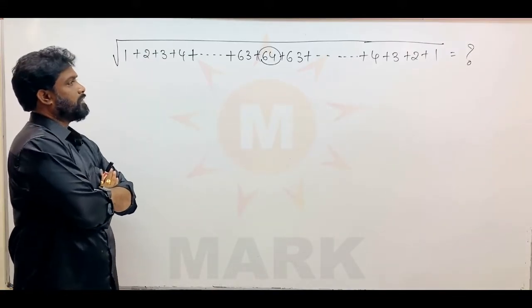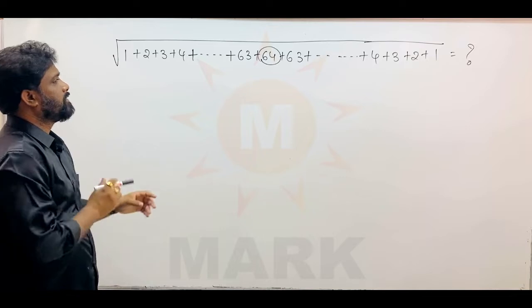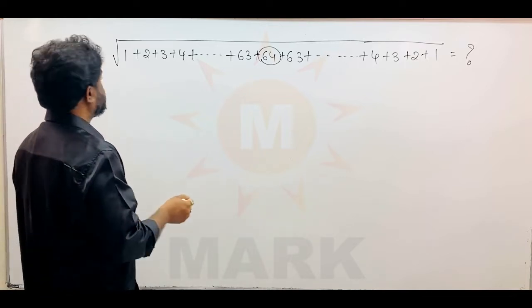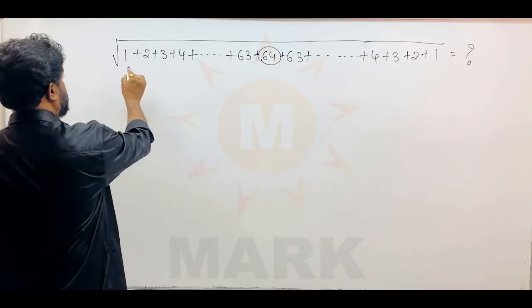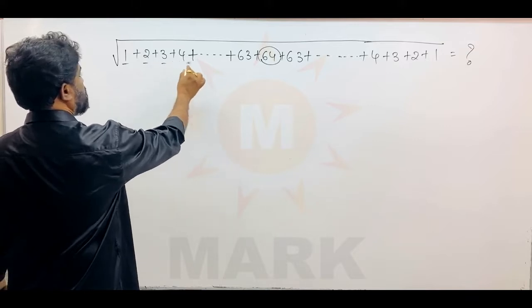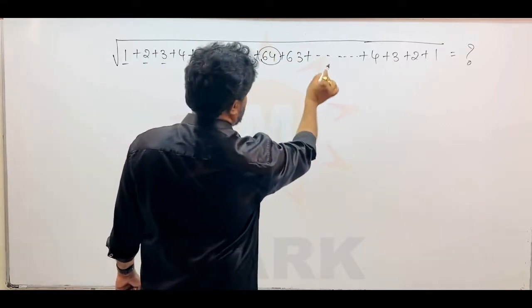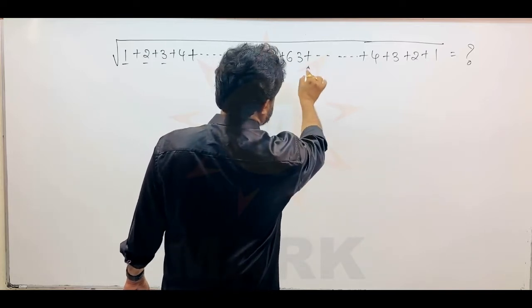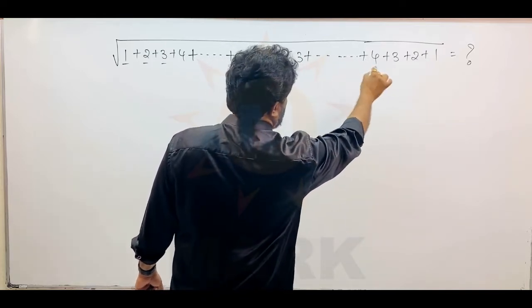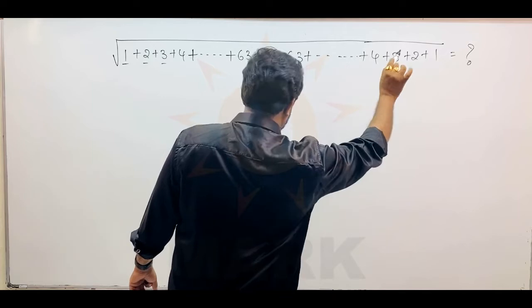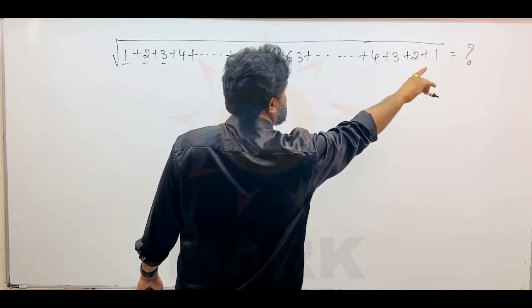Friends, let us have a look at this question. The square root of 1 plus 2 plus 3 plus 4 and so on up to 64, and then they came again in the descending order, plus 63 plus 62 plus so on up to 4 plus 3 plus 2 plus 1. And what is the square root of the sum of these numbers?